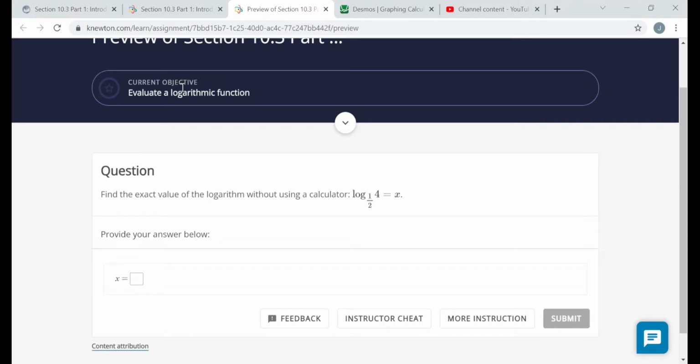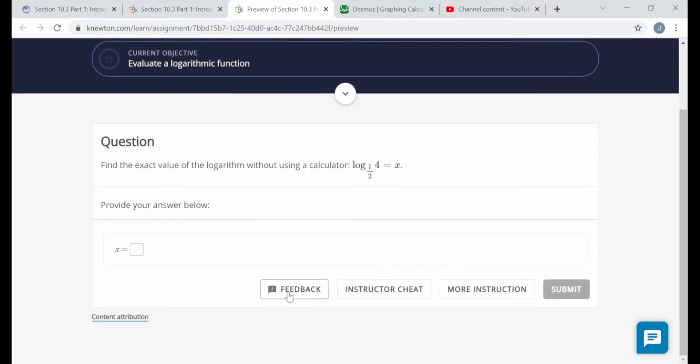And then on the current objective there should be a question related to it below that. And at the bottom of every question box should be a feedback button, which you can send feedback to Knewton through. You will not see the instructor cheat button, right? That will not be there. But you will see a more instruction button, which you can click on and get further reading material, maybe videos related to the objective for that particular question, and hopefully those help you out.